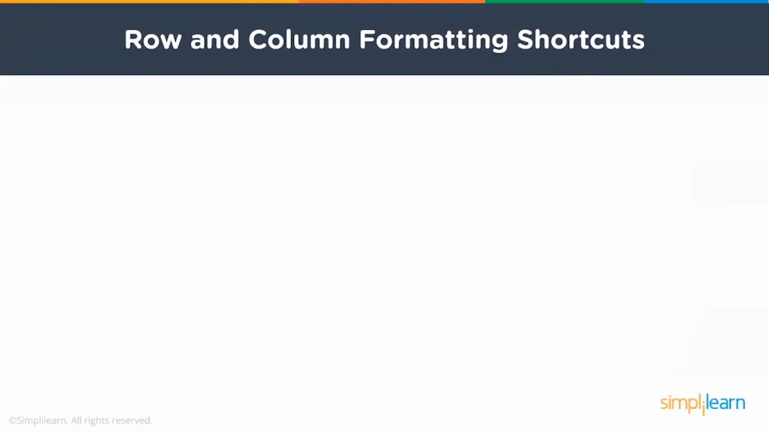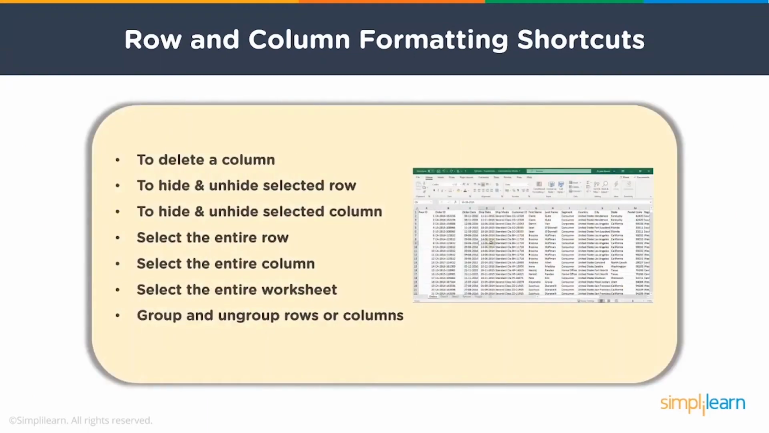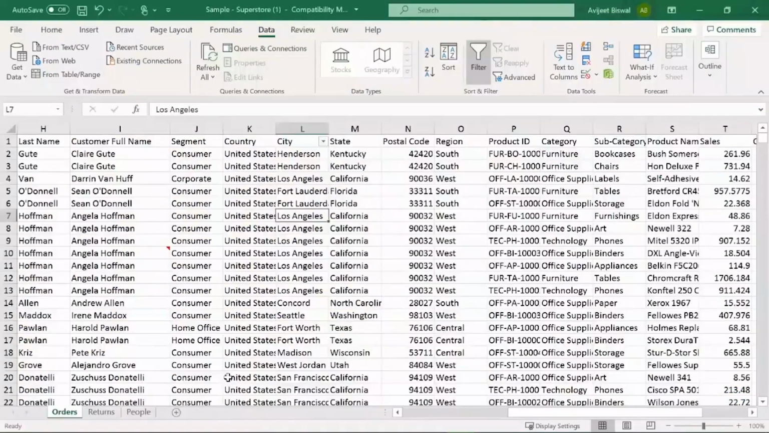Now we'll look at some of the important row and column formatting shortcuts. Here we will learn how to delete rows and columns, hide and unhide selected rows and columns, as well as group and ungroup rows and columns. I'll go to my sample Superstore dataset.